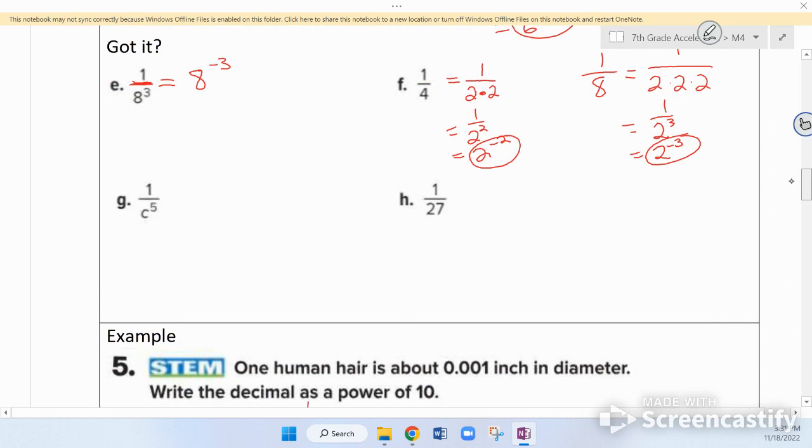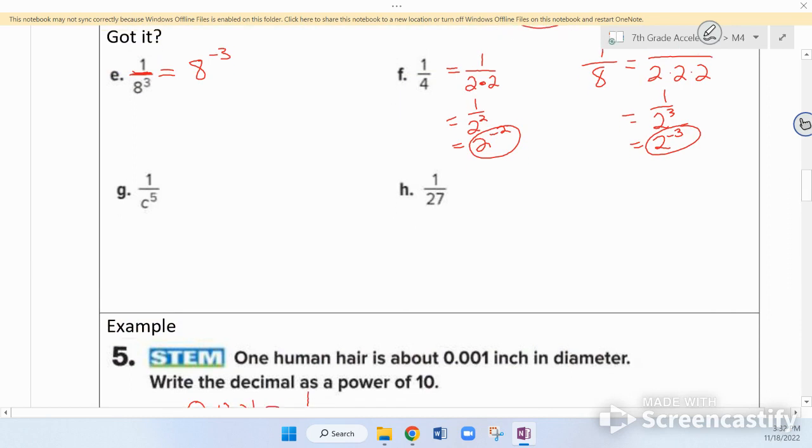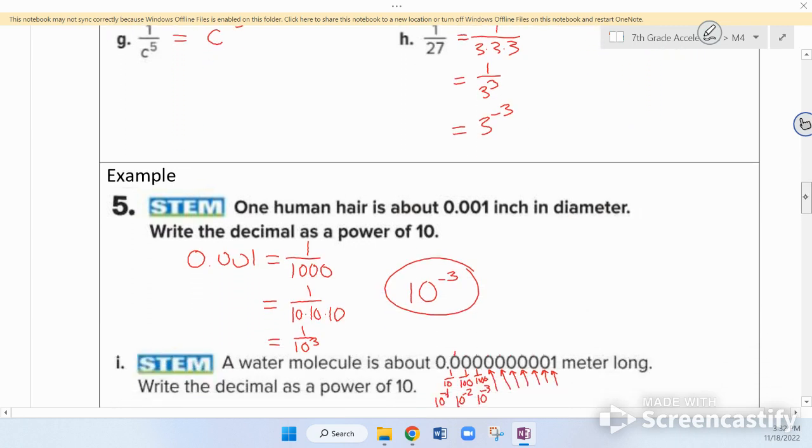Ooh, did I totally just blitz by these guys? I did. So let's just real quick go over those. That's c to the negative 5th. And then this one would be 3 times 3 times 3 gives me 27. And so that'd be 1 over 3 to the third, which would be 3 to the negative 3. All right, cruise in. Let's keep it moving.